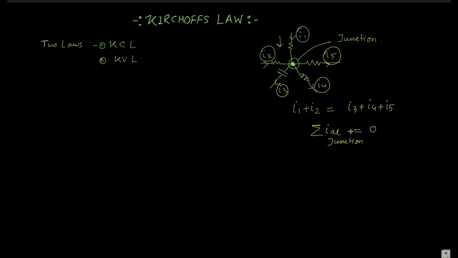Now if you solve the numericals from KCL and KVL, you are frequently asked two types of questions: what is the current in the junction or node, or what is the voltage in the closed loop, the closed mesh, and what is the current across a particular resistance. For that you frequently hear two terms: one is junction and the second one is node.